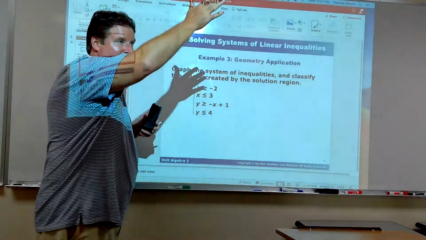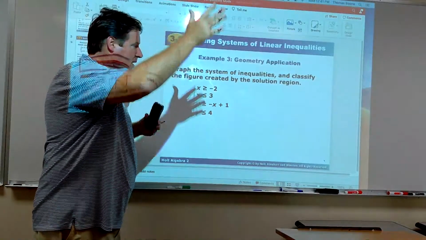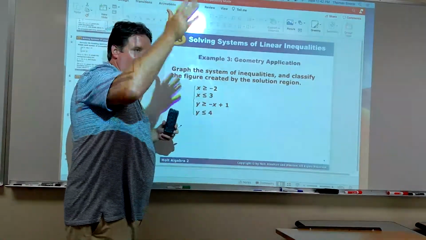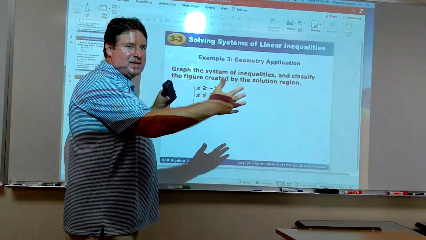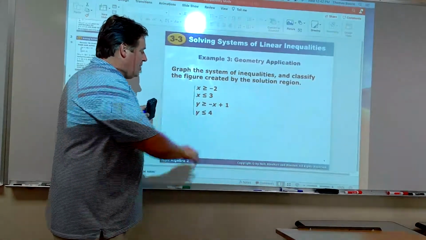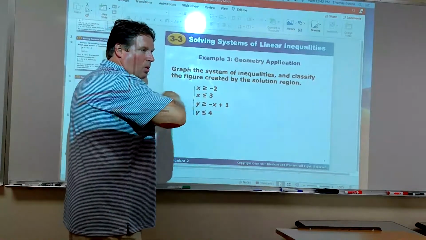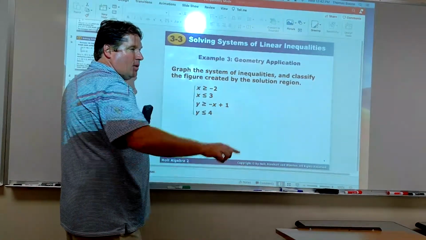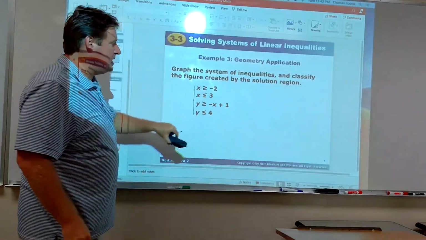That's going to be a solid line, a vertical line, right there at -2. It's going to have a vertical line at 3. So you're going to be in between those, almost like a sandwich. We have a horizontal line right here at 4. And then this line, we're going to start at 1 and just go down 1, right 1, down 1, right 1. And again, all of these should be solid lines.